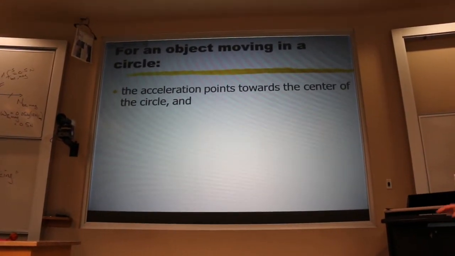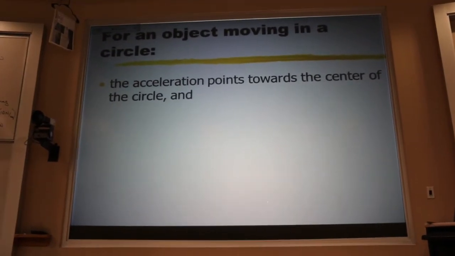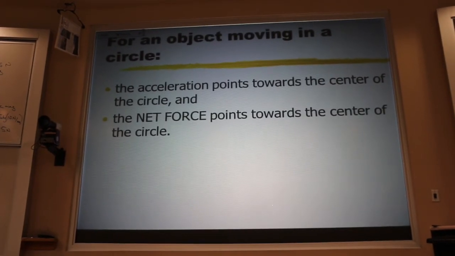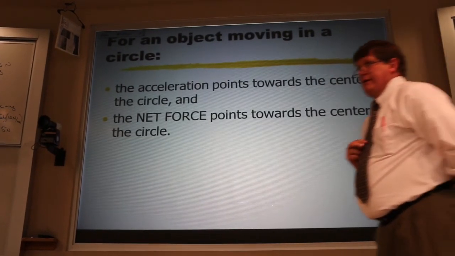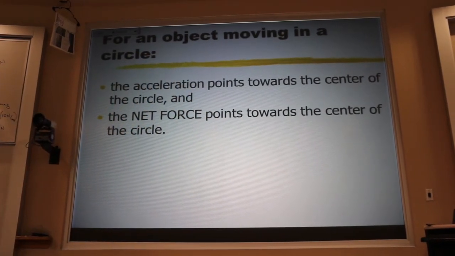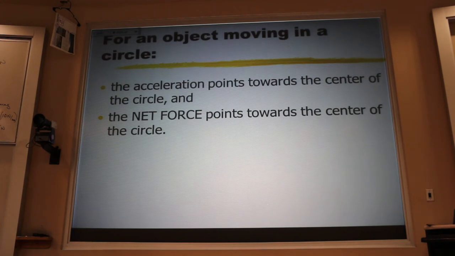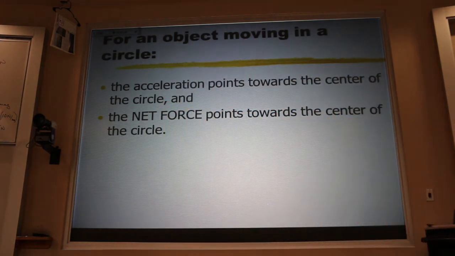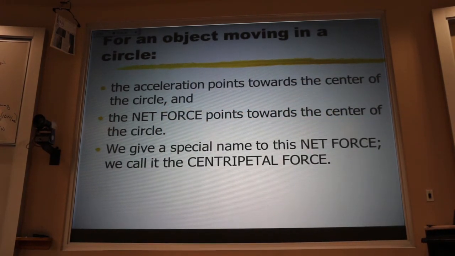Okay? Now, for an object moving in a circle, the acceleration points towards the center of the circle, and by Newton's second law, the net force points towards the center of the circle. Now, at this point, I have to apologize to you on behalf of all the physicists that have gone before. We did something very, very stupid. We regret it, but we did it. We gave this net force a name. We called it the centripetal force.